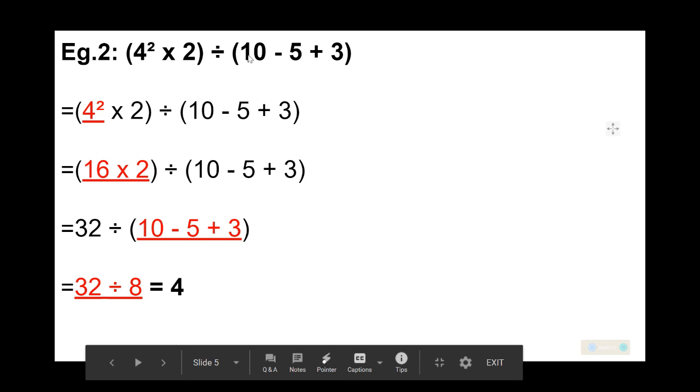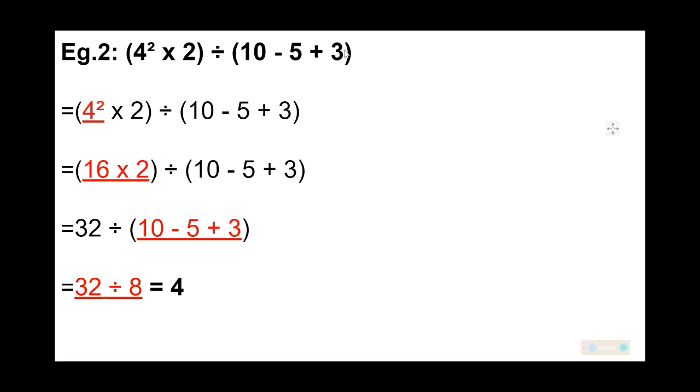Just as here, 10 minus 5 plus 3 would give us 8. If we were to mix up these numbers and do it in a different order, our end result will still be 8.